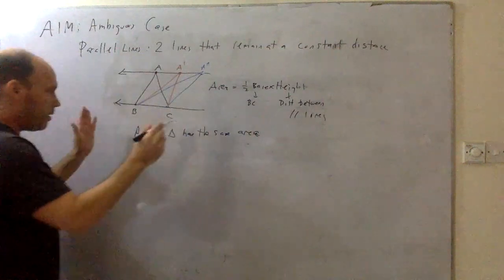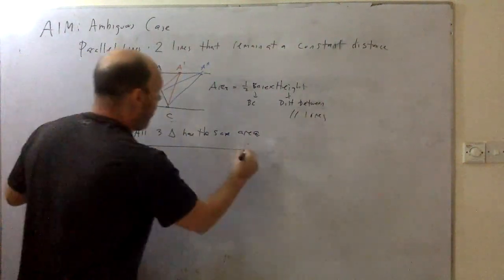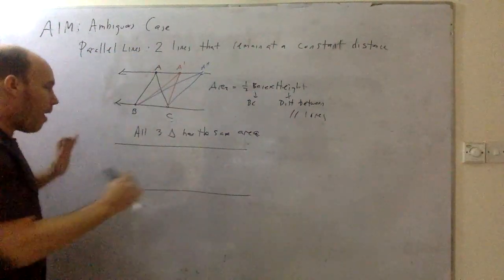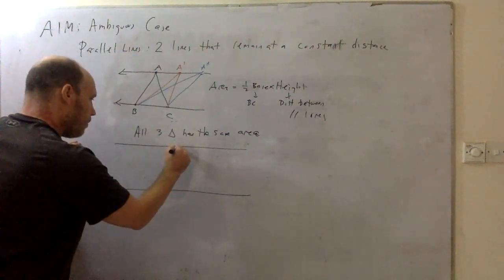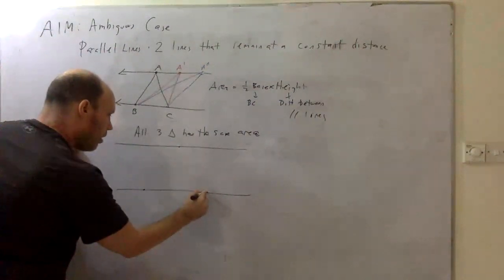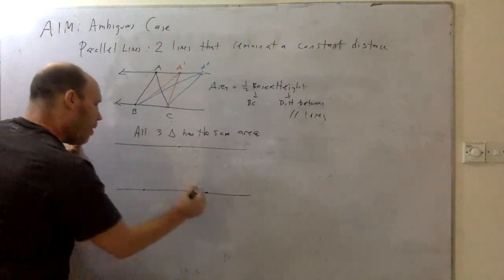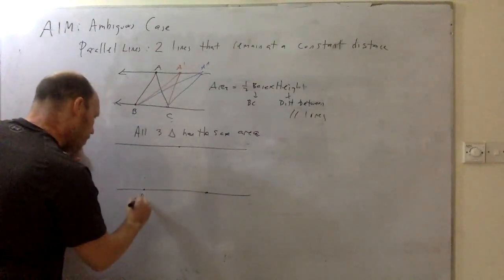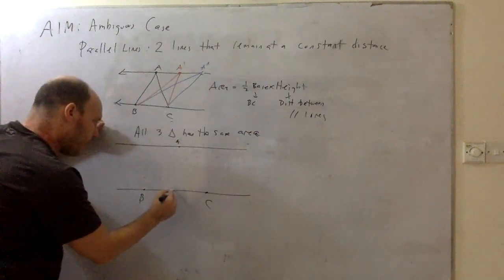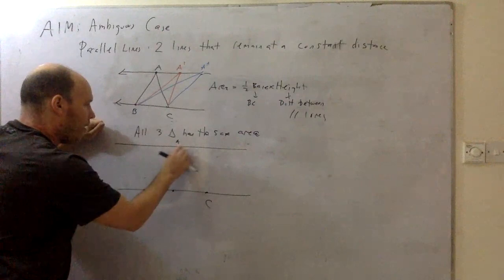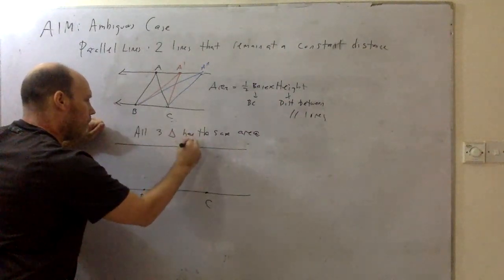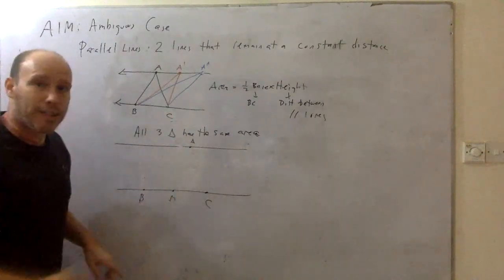Nice. Let's continue. What we're going to do is, I'm going to have the same parallel lines. I'm going to have my A, right? I'm going to have my base here. But I'm going to find the midpoint, so I have B, C, and A. I'm going to find the midpoint of BC. Let's move A over to the midpoint. So this is the midpoint of BC.